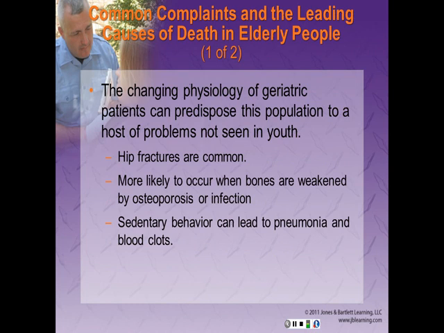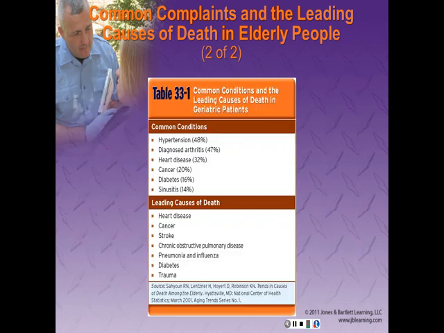The changing physiology of geriatric patients can predispose this population to a host of problems not seen in youth. For example, a simple rib fracture in an 80 or 90-year-old can result in pneumonia and even a deadly secondary lung infection. A hip fracture from a low-mechanism fall is common in elderly people and may have dire consequences. Hip fractures are more likely to occur when bones are weakened by osteoporosis or infection, and sedentary behavior while healing can predispose the patient to pneumonia as well as blood clots.